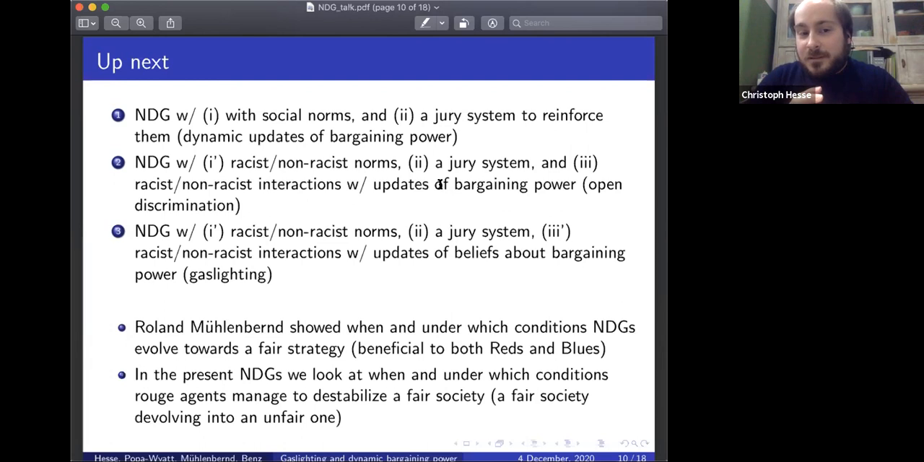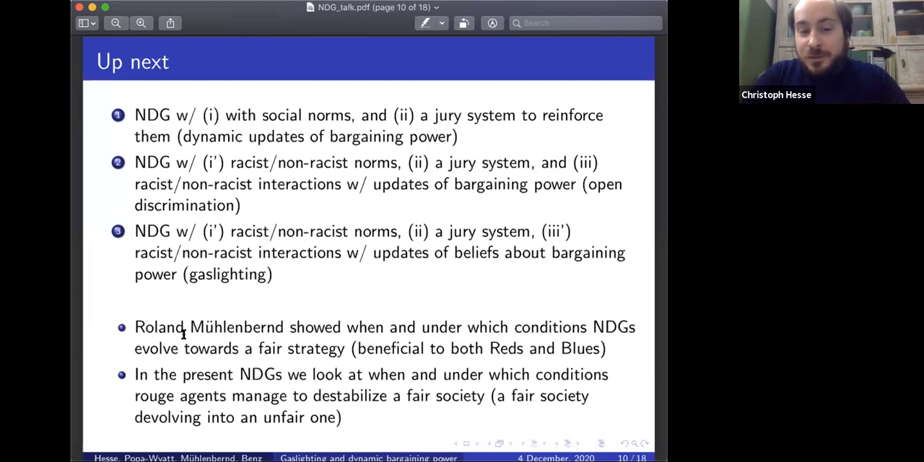So it's a case where, objectively speaking, the perpetrator has the ability to take away bargaining power, and the jury, very much like a real jury, can then rule to give back bargaining power to the victim. And then in the third game, instead of giving the racist the ability to take away bargaining power, what they're doing is gaslighting: they're changing the beliefs about bargaining power.